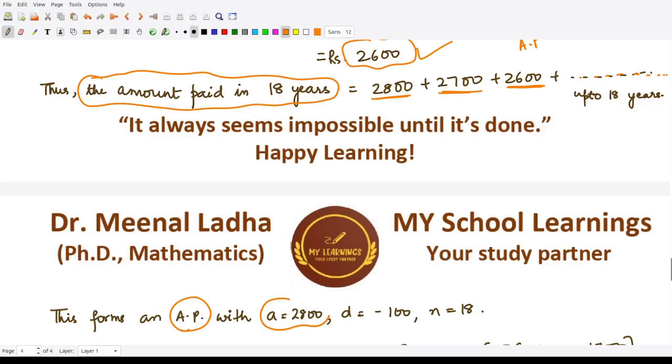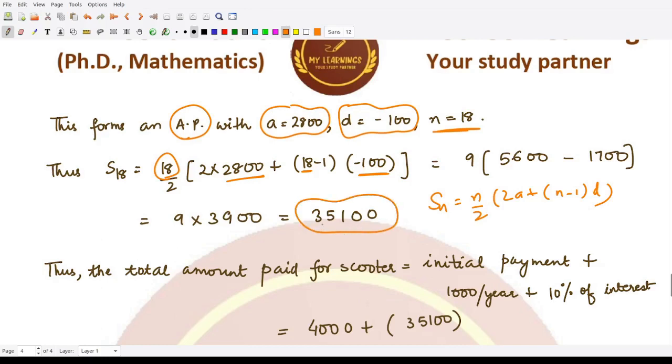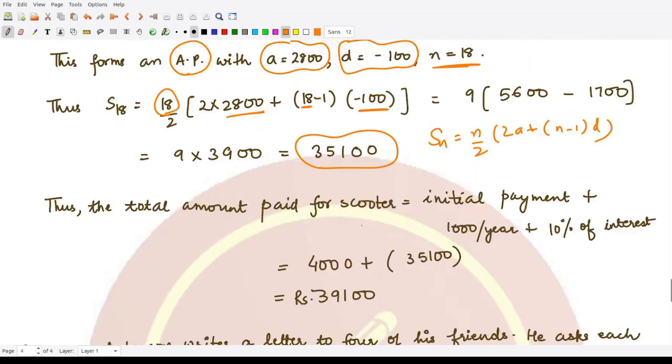So here the first term is 2,800 rupees, d is minus 100 rupees, and n is 18. So therefore in this case, what is S18? S18 comes out to be the sum. You know the formula for Sn, it is n by 2 times (2a plus (n minus 1) times d). The value of n is 18, right? The value of a is 2,800, and the value of d is minus 100. You can solve and simplify this. It comes out to be equal to 35,100.